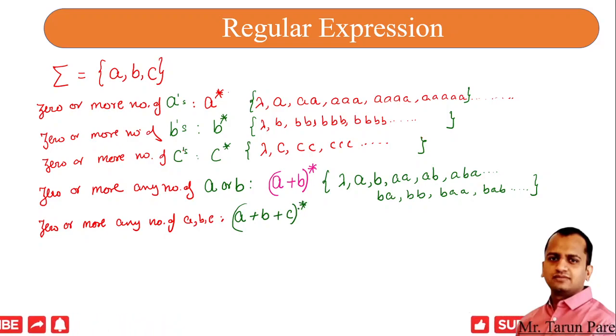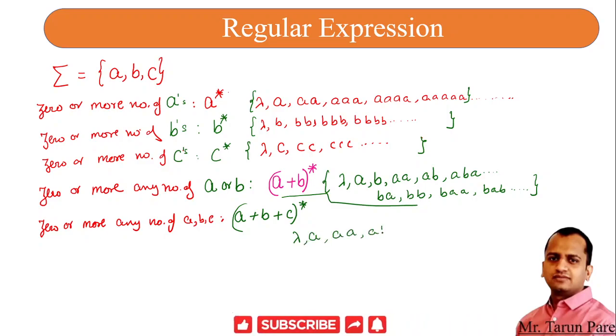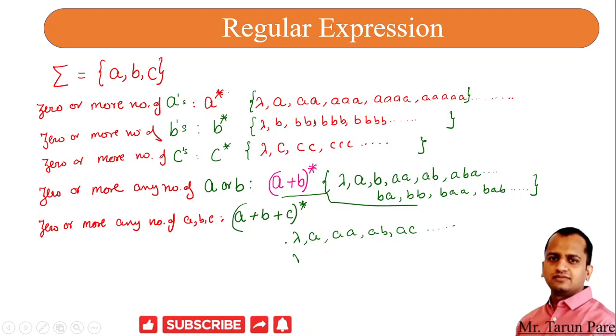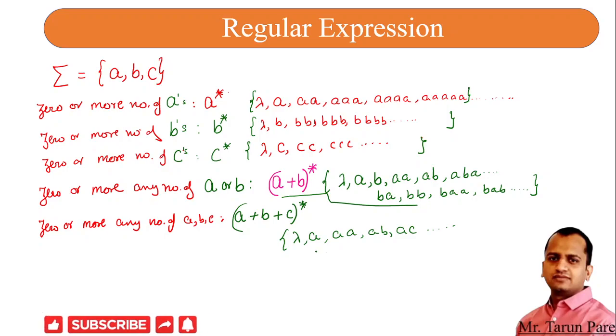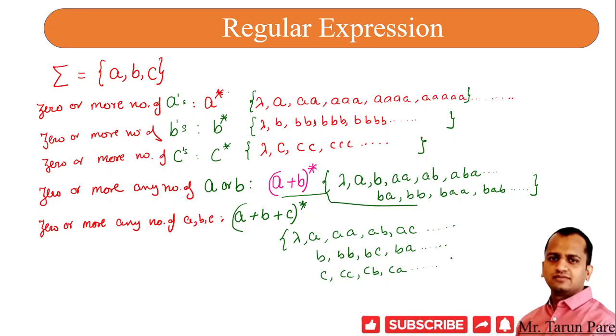Okay, is this clear? Then what will be the possible strings generated from this? They will be lambda, a, aa, ab, ac, anything. Or see, you have to write the lambda only once, not more than once, okay. Then b, bb, bc, ba, or any combination. c, cc, cb, ca, or any combination.